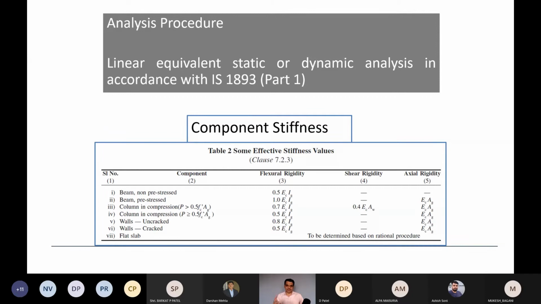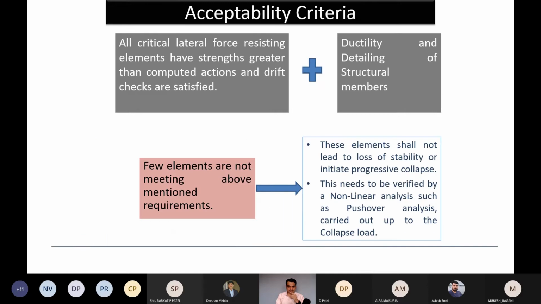I'll just showcase this also. This is the stiffness modifier which was introduced in this code for the first time in 2013. Of course, it has not got such limelight like other codes, but I just want to highlight that this was published in 2013. So after performing everything, the acceptability criteria is that all critical lateral force resisting elements have strength greater than the computed actions, and RIP checks are satisfied.